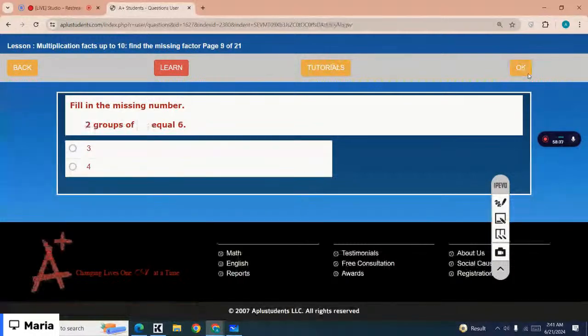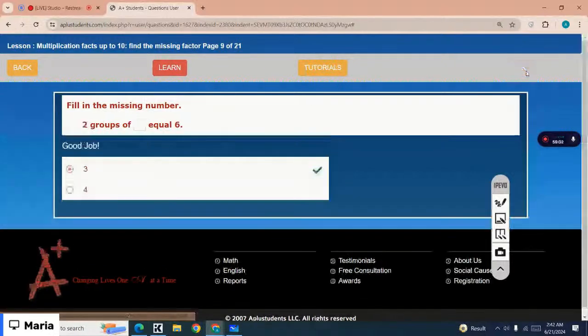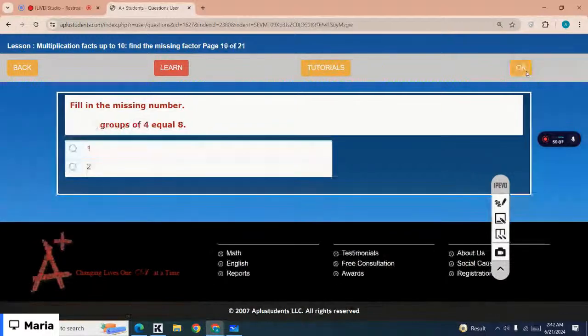Fill in the missing number. 2 groups of dash equals 6. So which is the correct option? Yes, that is 2 groups of 3 is 6. The correct option is 3. Okay, you can complete the lesson by yourself later today.